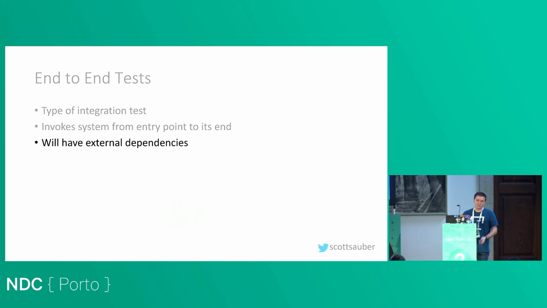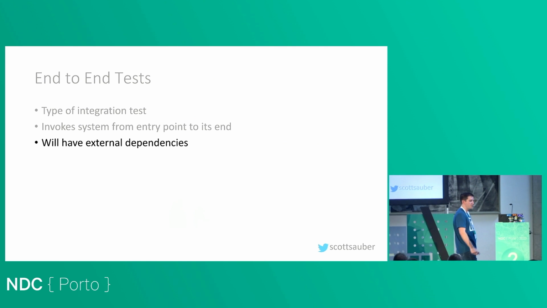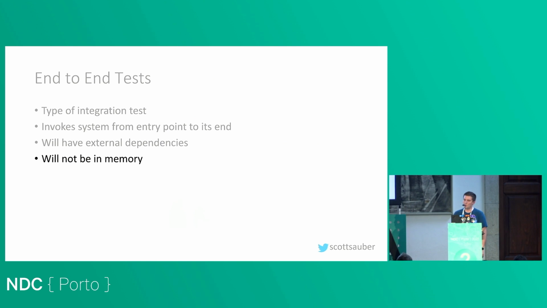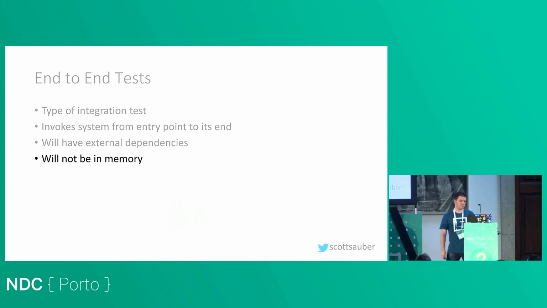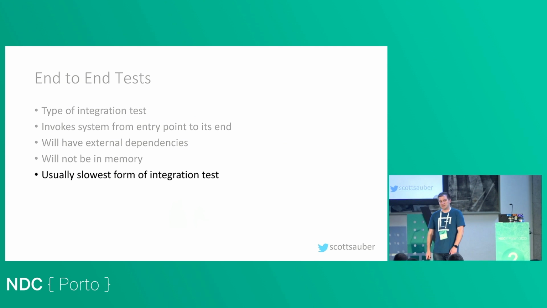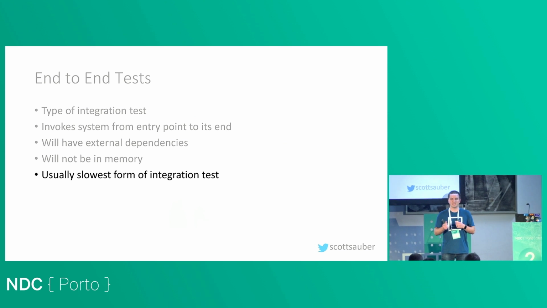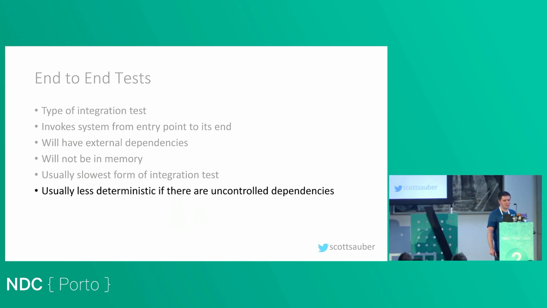This will have external dependencies. If it's a browser test, for instance, at minimum you're spinning up an actual browser, so you will have some sort of external dependency there. And it won't be all in memory because you're spinning up that extra process for the browser. Even if it's a headless browser, you're still spinning up another process. And usually this is the slowest form of integration test. Spinning up an actual browser and interacting with things usually takes a lot longer than just spinning up a class in memory and testing that class. So that is a trade-off of end-to-end tests.